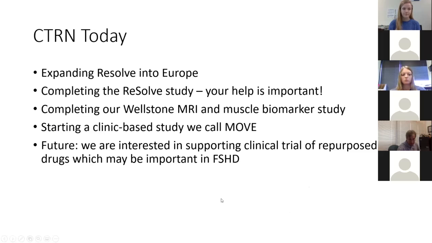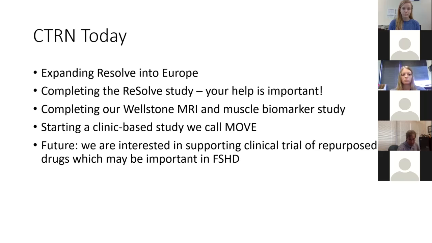So what are we doing? We're expanding our study into Europe. We're still completing the RESOLVE study. If you're in it, your help is very important. And it's all these follow-up visits that we do that give this study such power. We have the MRI and muscle biomarker study that's going on. We have a clinic-based study we call MOVE. And in the future, we are really interested in supporting clinical trials of repurposed drugs.